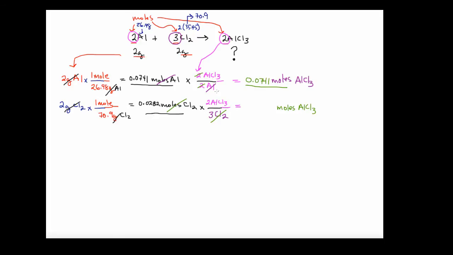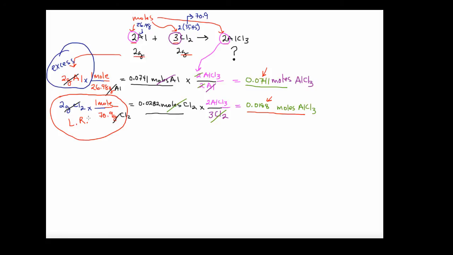And for the bottom one, we're going to get 0.0188 moles of AlCl3 produced. Now, when you compare these two values, you can see that this number here is smaller than this number here. So that makes the chlorine the limiting reactant. I'm going to go ahead and label it as Lr. And the aluminum is the stuff that was in excess. It's the reactant in excess.